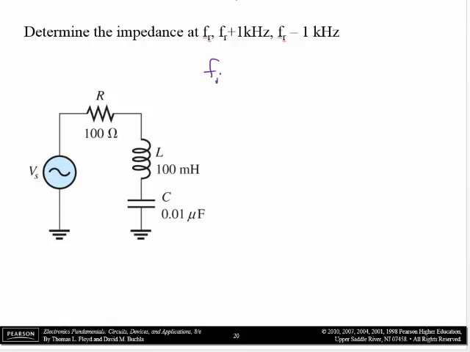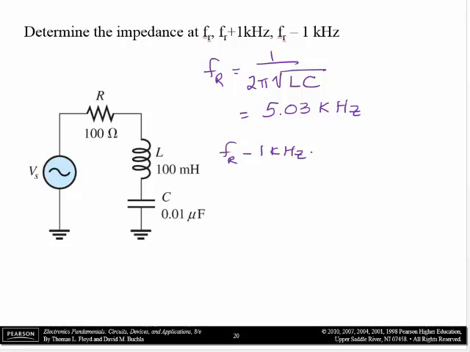What is it? Fr equals 1 over 2 pi square root of L times C. So we can find the resonant frequency. Plug in the numbers, and I will get 5.03 kHz. That's the resonant frequency. And then F resonant minus 1 kHz. Oh, what is the impedance at resonance? At resonance, Z just equals R.